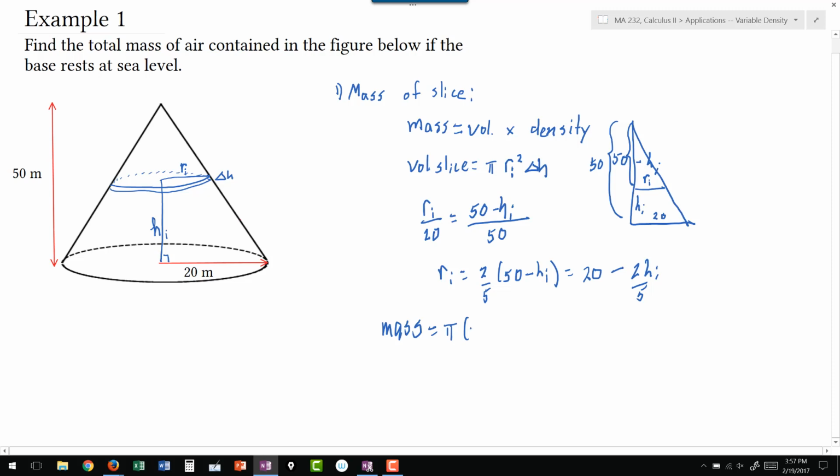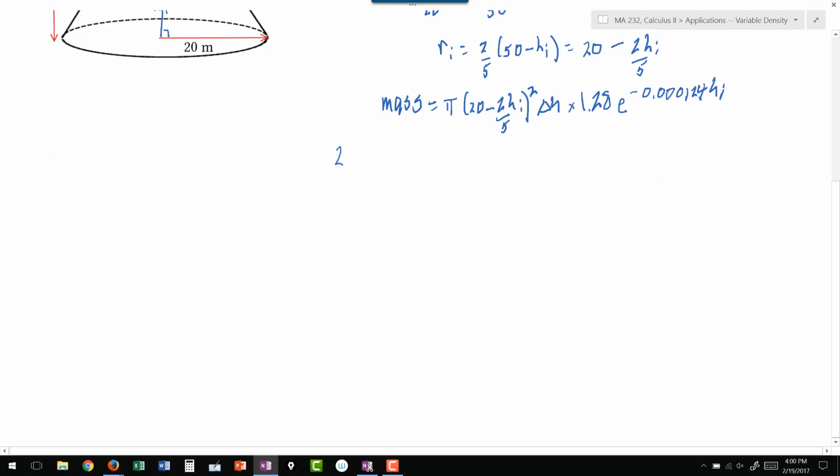We go back to our equation for the mass of air in a slice. Remember, that's volume times density, and now the volume is pi times the radius squared, which is now pi times (20 minus 2/5 h) squared, all times delta h. And now we multiply by the roughly constant mass density of air on this slice. For that, we use the model we have, 1.28 times the exponential evaluated at minus 0.000124 times the height.